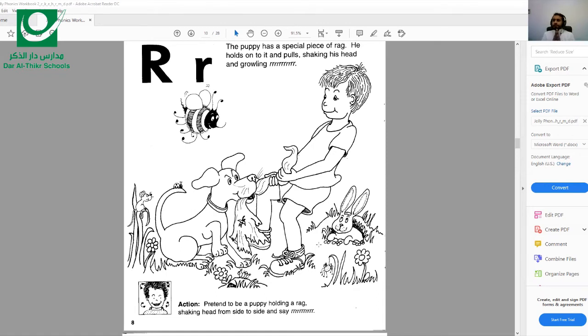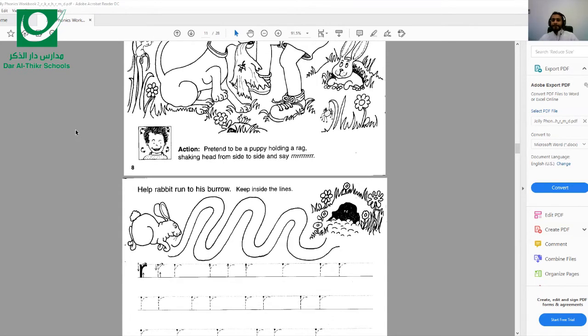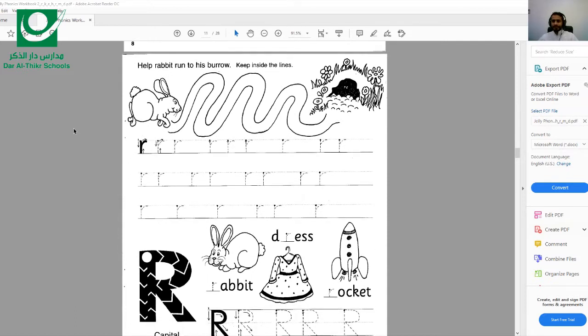All right? Now we learned the letter name and the letter sound, and we found out some words that begin with the same sound. Now, what else can we do? Think. Yes. Do you have your pencil with you? All right, because we will do some writing. Now, let's move to the next page, which is page number 9.